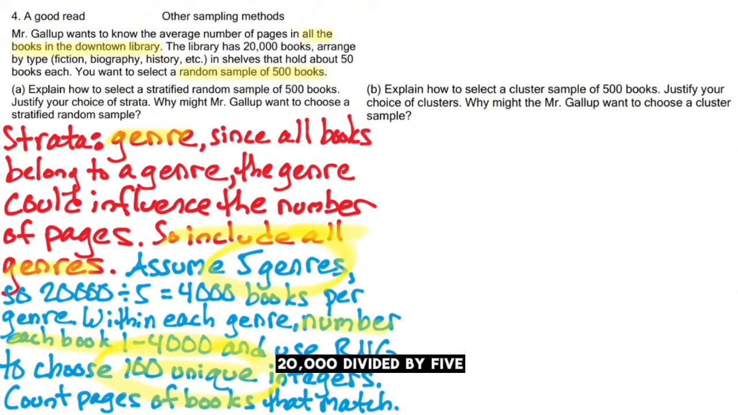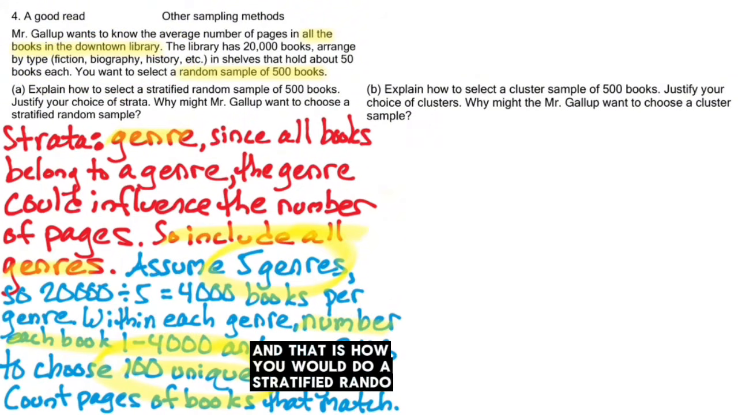20,000 divided by 5 is 4,000 books. So each of those 4,000 book genre categories, you would want to take 100 randomly selected books so that you're getting an equal distribution of fiction and an equal distribution of biography and history. And that is how you would do a stratified random sample in this case.